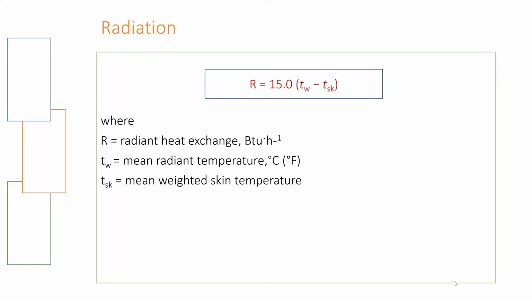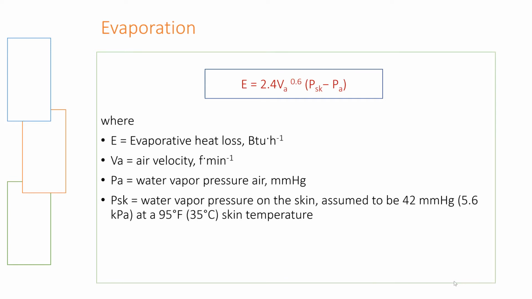To calculate the R, we use this particular formula. Now, these formulas are not on the formula sheet, so it's something that you need to know beforehand if you want to successfully apply that heat balance equation. R is equal to the radiant heat exchange. The TW is the mean radiant temperature, and the TSK is the mean weighted skin temperature.